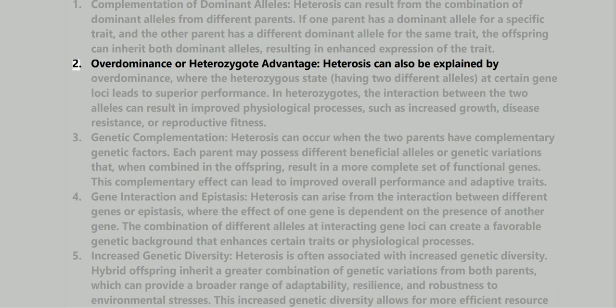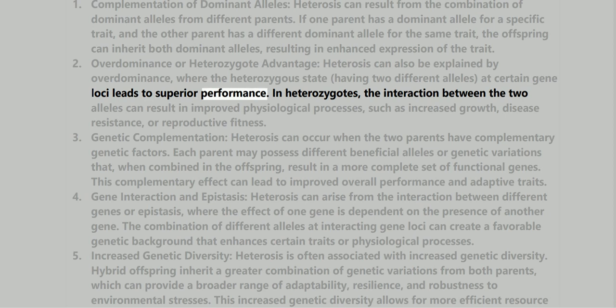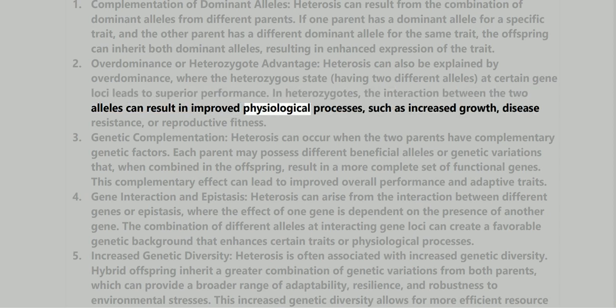2. Overdominance or heterozygote advantage. Heterosis can also be explained by overdominance, where the heterozygous state, having two different alleles at certain gene loci, leads to superior performance. In heterozygotes, the interaction between the two alleles can result in improved physiological processes, such as increased growth, disease resistance, or reproductive fitness.